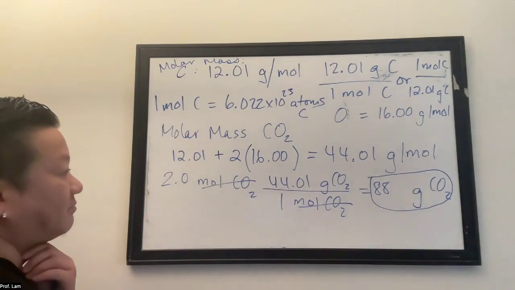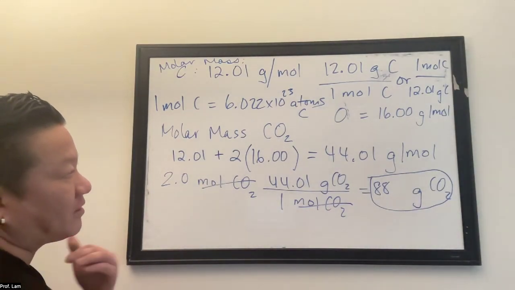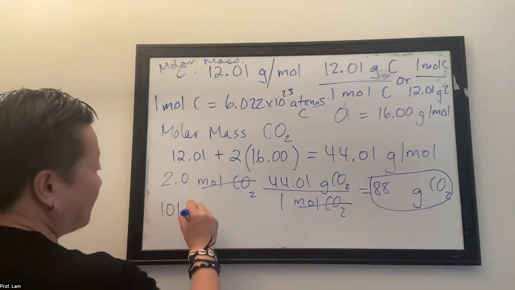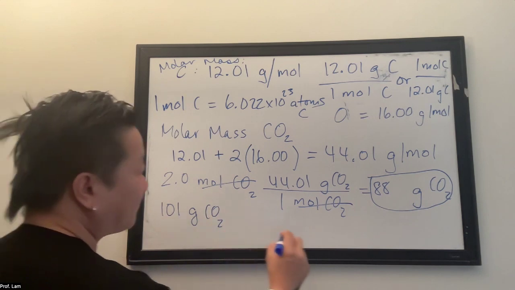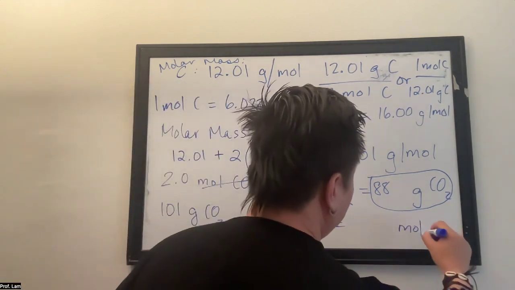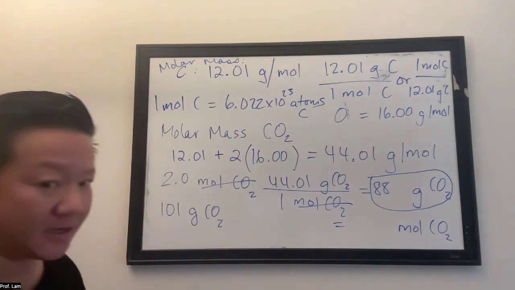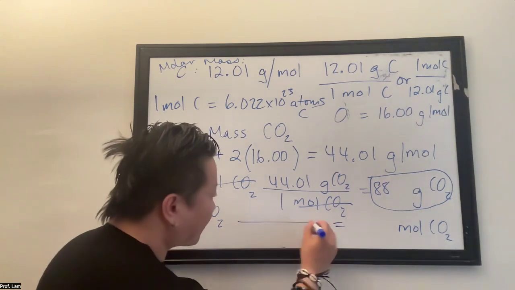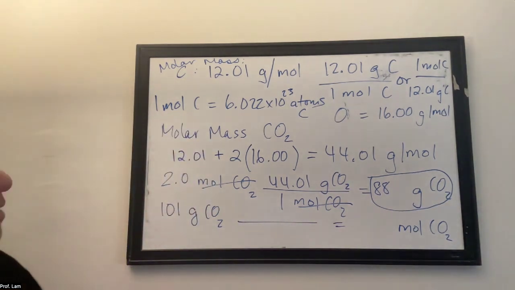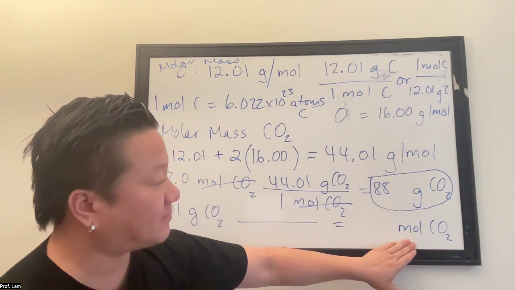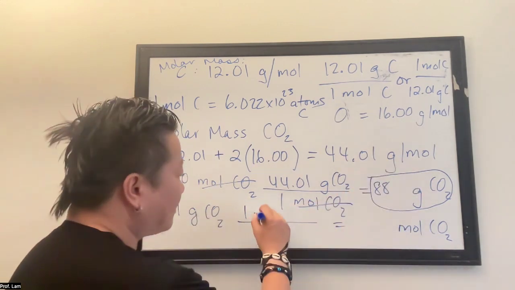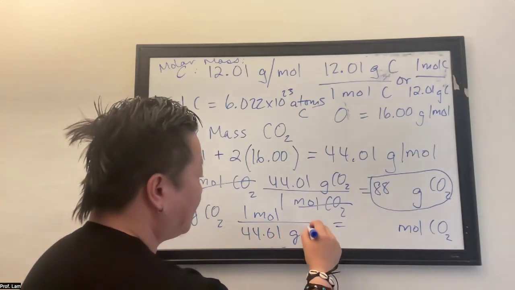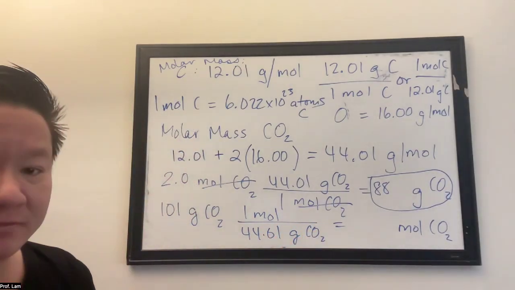Let's say the question asks, if I have 101 grams of CO2, how many moles of CO2would that be? Okay, so now we're doing the opposite, right? We're going from grams to mole. Well, we're going to set up our conversion factor. We need moles on top, so it's going to be 1 mole on top, and the other side is 44.01 grams of CO2 on bottom.